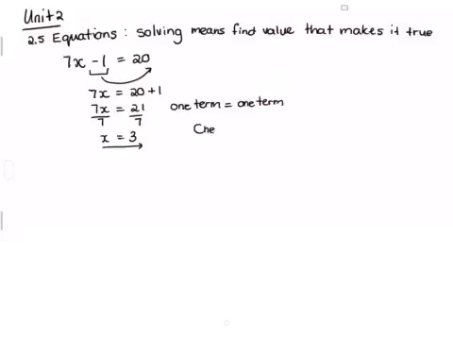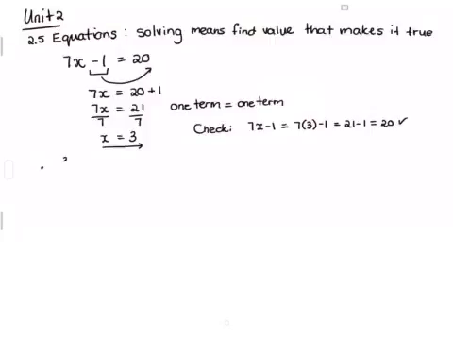Let's check. You don't always have to check, but just to show you what we mean by solving it. So if we have 7x minus 1 and we put a 3 in there, that would give me 21 minus 1, which is 20, which is what I wanted. So x equals 3 is a solution.